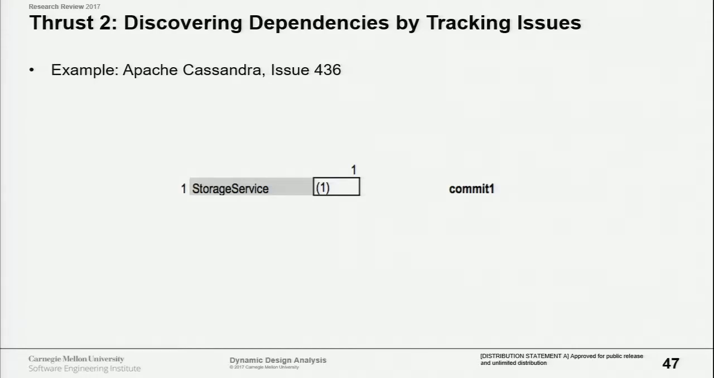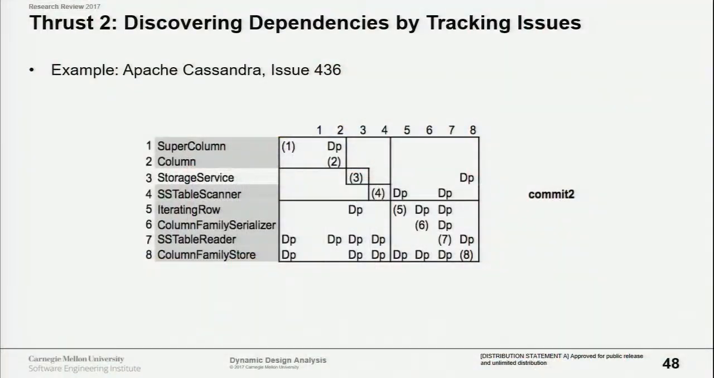And here's issue 436. The initial commit involved a change to one file. This commit was found to not actually resolve the issue. And so later on, there was a second commit which involved an additional 7 files. And you can see from the design structure matrix representation of these now 8 files that there were a lot of dependencies between these files that we could discover. So these files are related. They're dependent on each other.